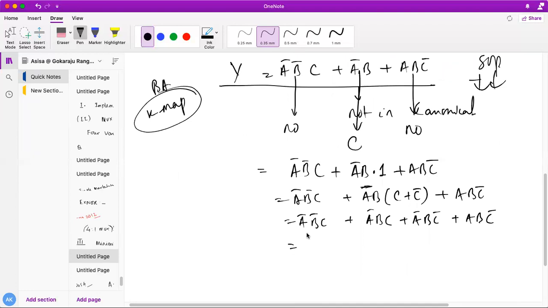Then obviously I can find out what the min terms are. So this is 0 0 1. This is 1 0 0. This is 0 1 0. This is 1 1 0. So this is nothing else but summation of m 1, 2, 4, 6.